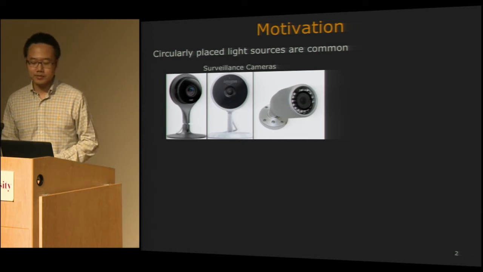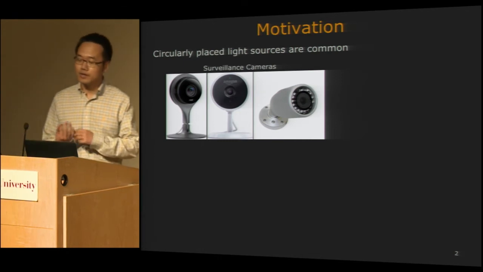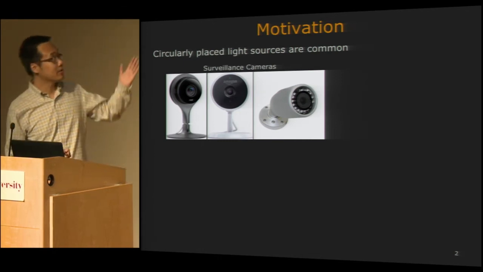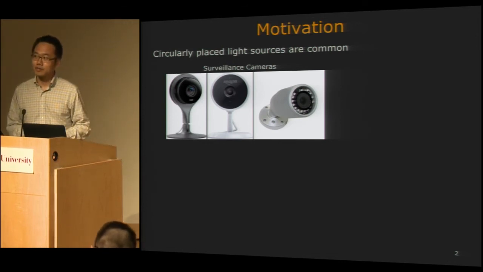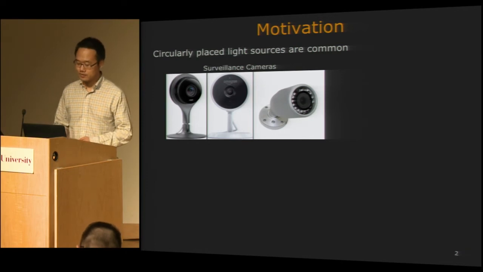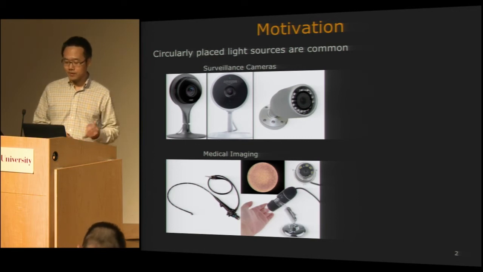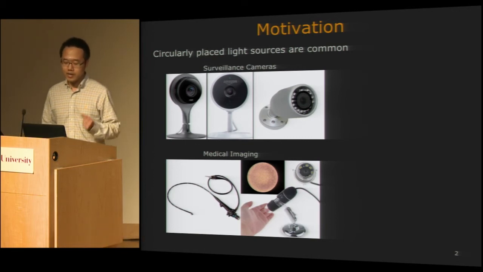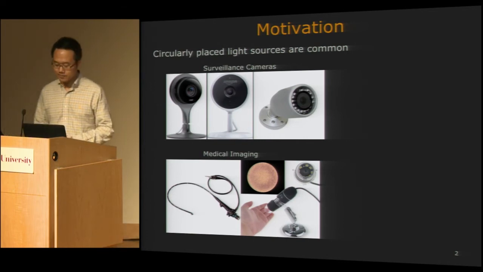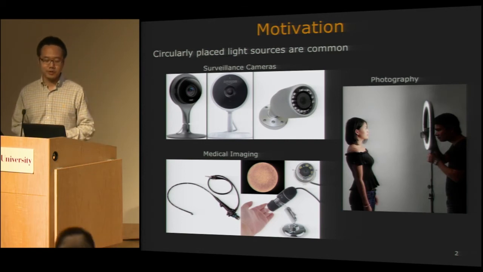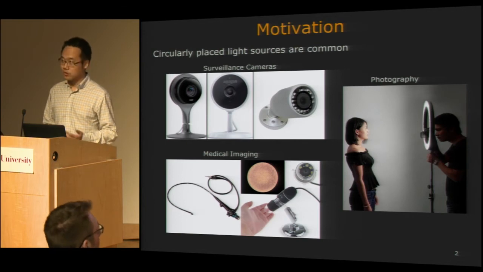Circularly placed light sources are very commonly used in the real world because, first, they are portable, and second, they are easy to manufacture. For example, in surveillance cameras, we can often find a ring of NIR LEDs around the camera to provide illumination in the dark. Also, in medical imaging systems such as the endoscope and dark field imaging, we often mount an LED ring on top of the device because of its small dimension. In portrait photography, we often use a ring of LEDs to illuminate the face in order to avoid cast shadows.